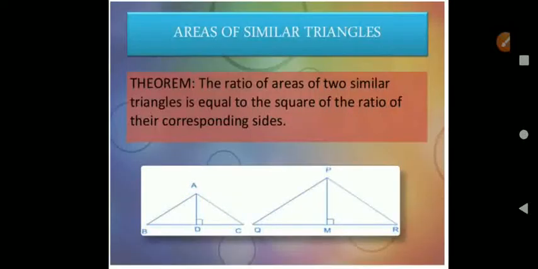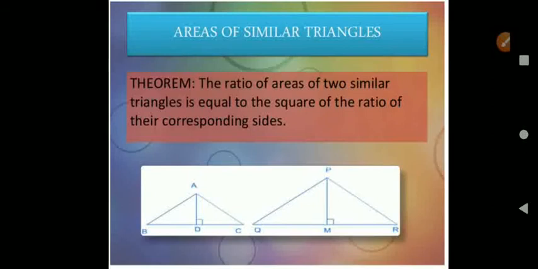Areas of similar triangles. The ratio of areas of two similar triangles is equals to the square of the ratio of the corresponding sides. This theorem is given for similar triangles. Means if two triangles are similar, then the ratio of areas, area of triangle ABC upon area of triangle PQR, is equals to the square of the ratio of corresponding sides. Any pair you can consider.